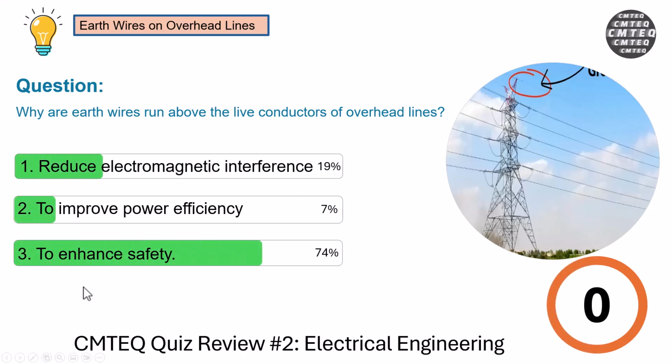Great stuff. The community voted for option 3, to enhance safety. Now, if you chose number 3, you are correct. However, there is about 19% that went for option 2, to reduce electromagnetic interference. But now, is this the correct answer? Let's reveal the correct answer.